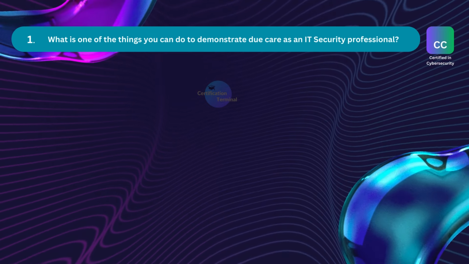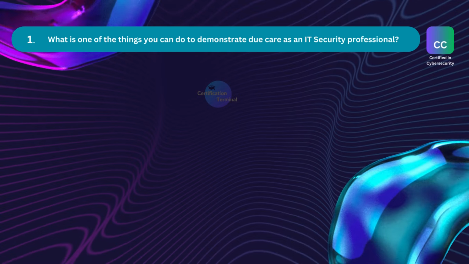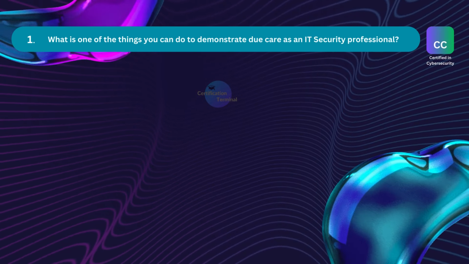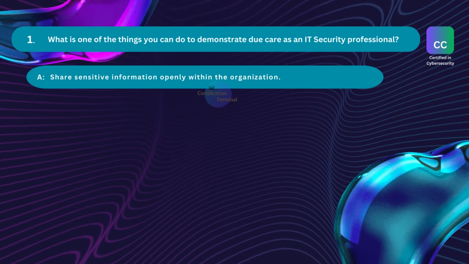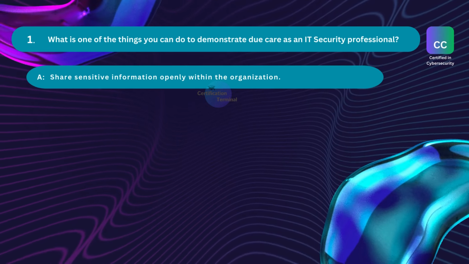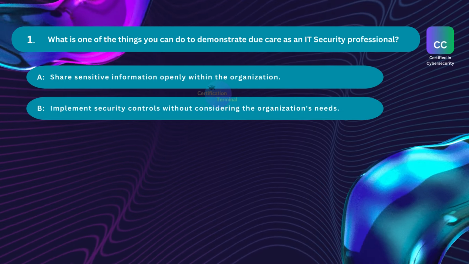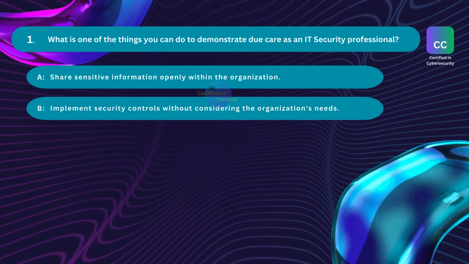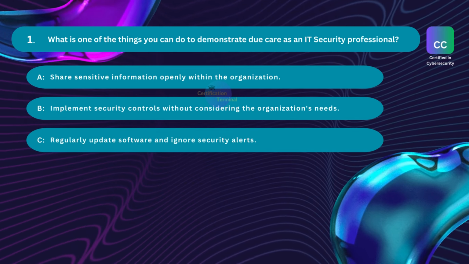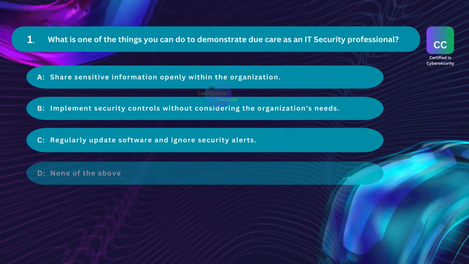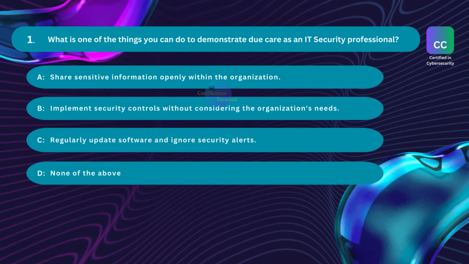Question number 1. What is one of the things you can do to demonstrate due care as an IT security professional? Option A, share sensitive information openly within the organization. Option B, implement security controls without considering the organization's needs. Option C, regularly update software and ignore security alerts. Option D, none of the above.